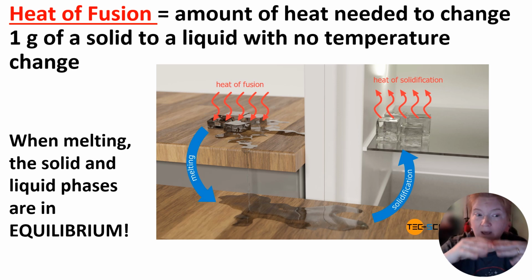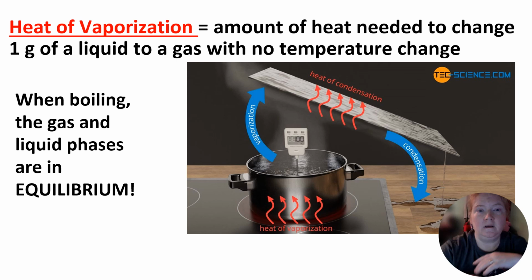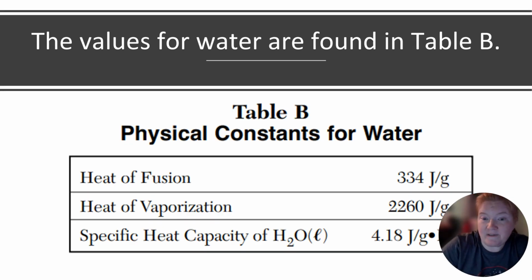Now, when melting, the solid and liquid phases again are in equilibrium. The heat of vaporization is the amount of heat needed to change 1 gram of a liquid to a gas with no change in temperature. It's going to be at its boiling point. When boiling, the gas and the liquid phases are in equilibrium. Remember those values for water that were found in Table B? Yeah, they apply here.